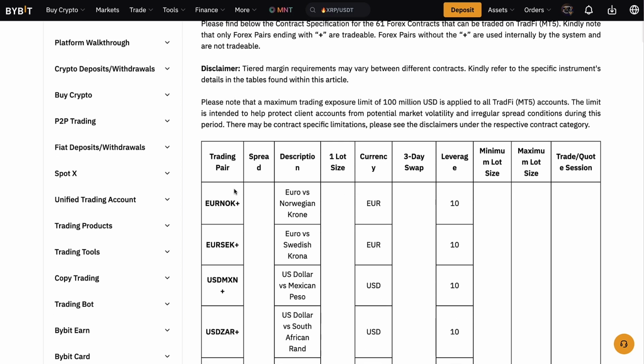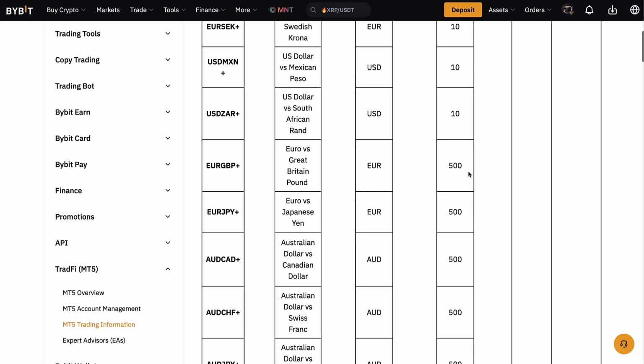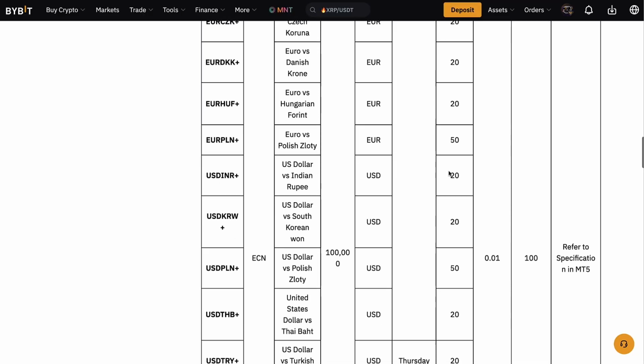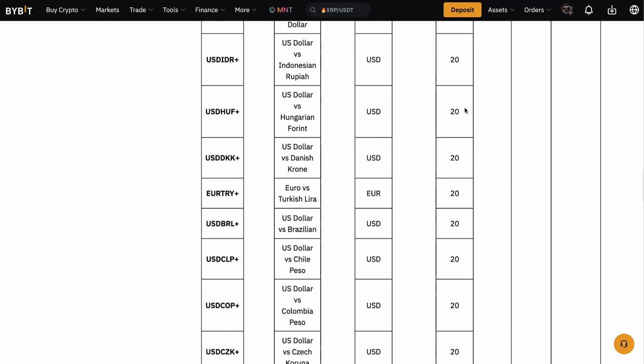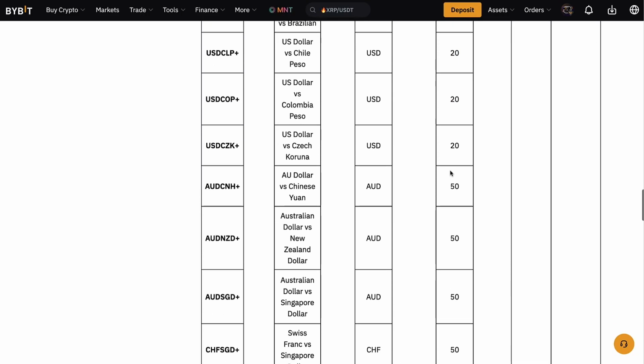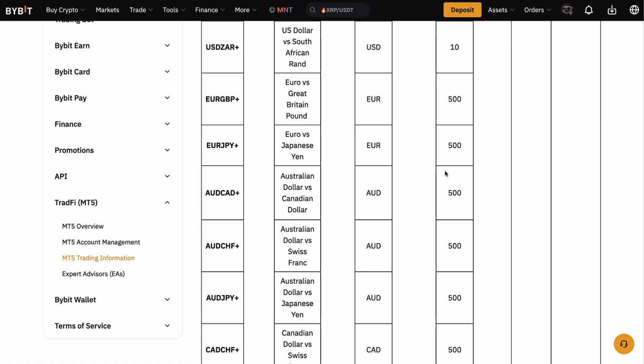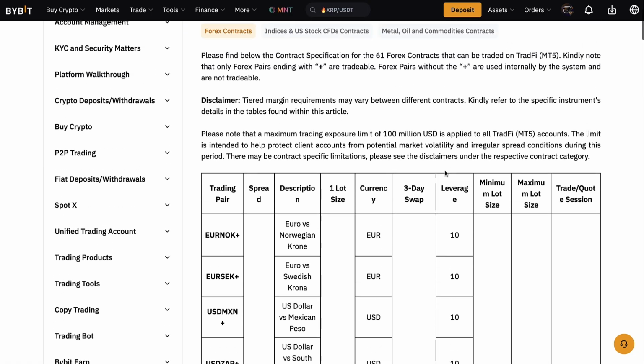First, it shows you the Forex trading pairs. For some of them it has 10x leverage, for other ones 500x leverage. Let's scroll down a little bit more to see other ones. There is also 20x leverage for specific trading pairs, 50x leverage. So you want to check out exact leverage for the trading pair that you want to trade.